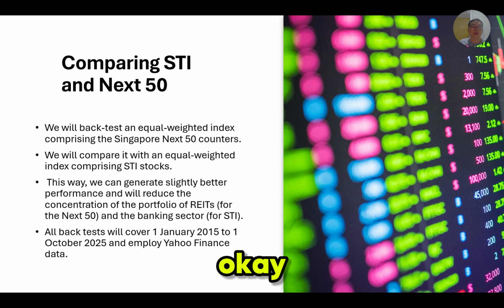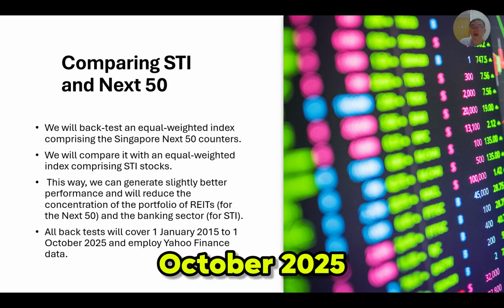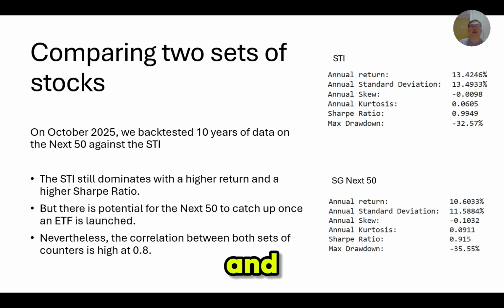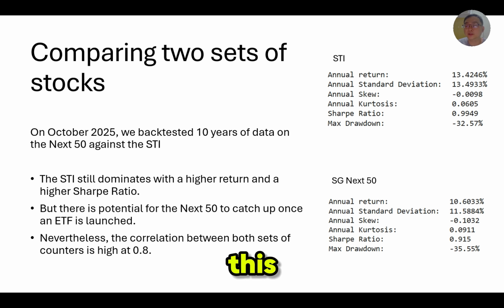counters. Okay, but nevertheless, I have performed some back tests to cover the 1st of January 2015 to 1st of October 2025 using Yahoo Finance data. And you can compare the two performances here. So back in October, when I did this, we find that the STI returns and the SG Next 50 returns, obviously the STI is leading slightly for 10 years of data. Okay, but I could imagine the SG Next 50 catching up over time.